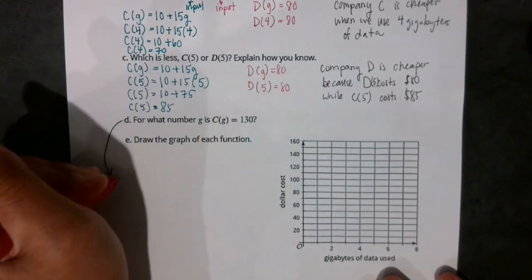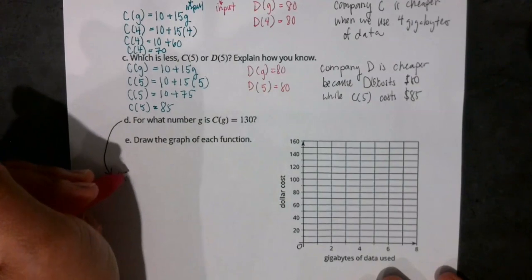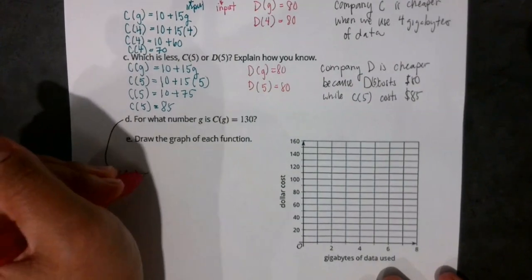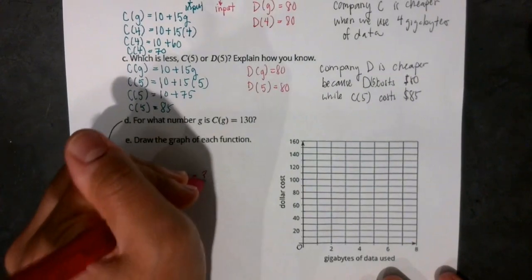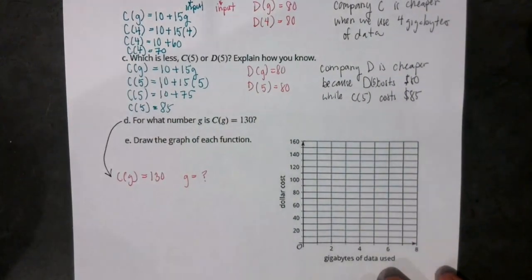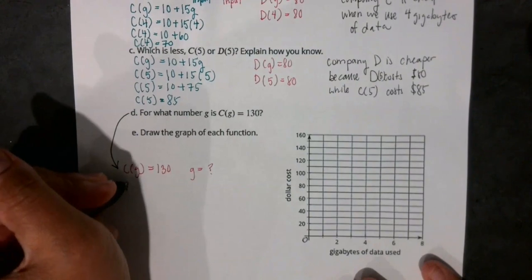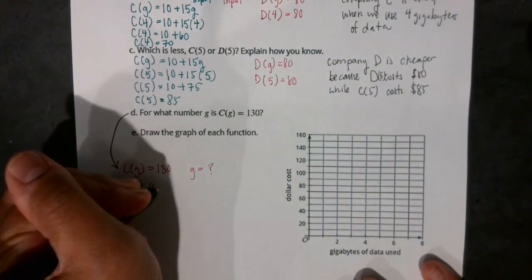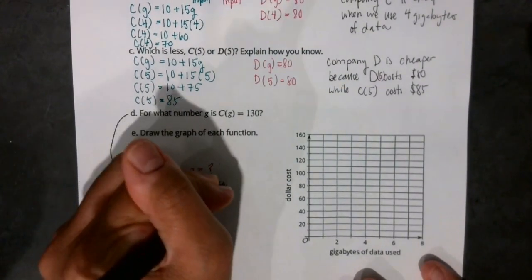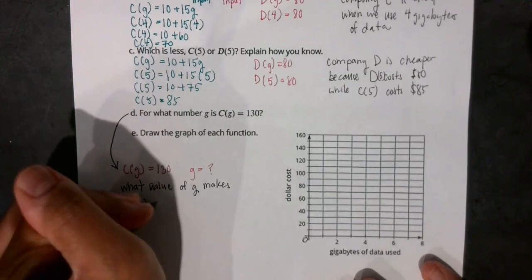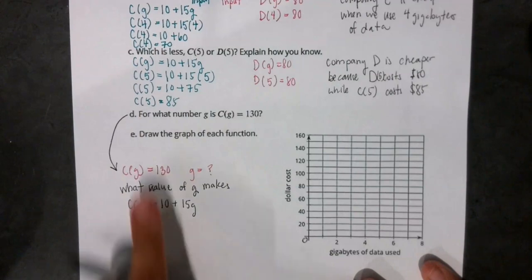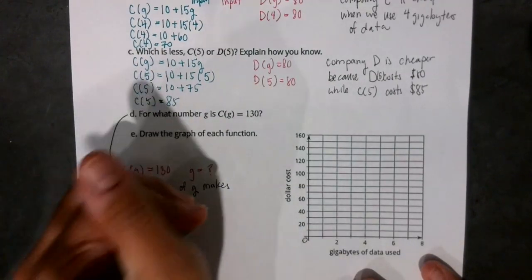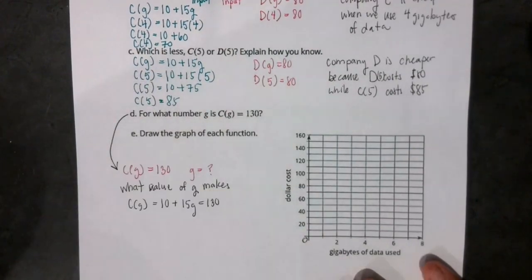So something that I like to do is I just like to rewrite the question. So I have C of G equals 130. And a little note to myself here that I don't know what G is. So I just put a little question mark there. And what this question is actually asking us is what value of G makes C of G, which is 10 plus 15G, my original generic equation here, equal $130.